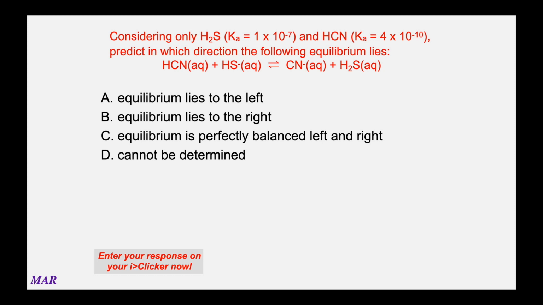If you consider only the H2S and HCN equilibrium, and there's two Ka values right there, predict in which direction the following equilibrium lies. This reaction is hydrocyanic acid reacting with hydrogen sulfide to make cyanide and H2S, which is hydrosulfuric acid. Anyway, the answers: equilibrium lies to the left, reactant side; equilibrium lies to the right, product side. It's perfectly balanced between left and right, or it cannot be determined.